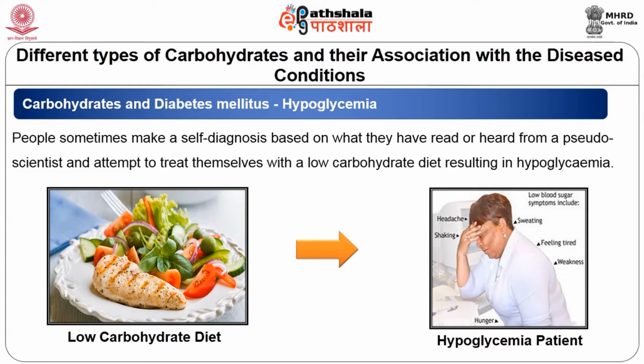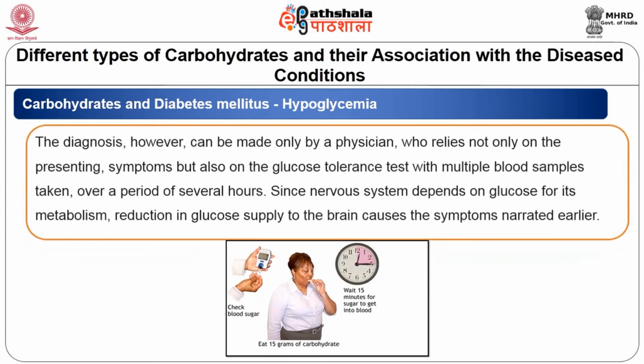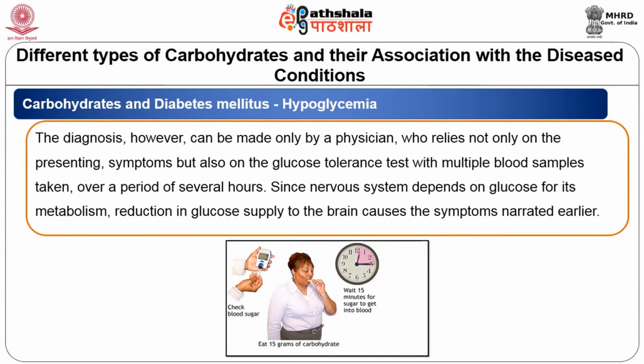Symptoms of hypoglycemia are extreme hunger, palpitation, tremor, fainting, mental confusion, weakness, trembling, headache and, if severe, coma will occur. The diagnosis, however, can be made only by a physician who relies not only on the presenting symptoms but also on the glucose tolerance test with multiple blood samples taken over a period of several hours.